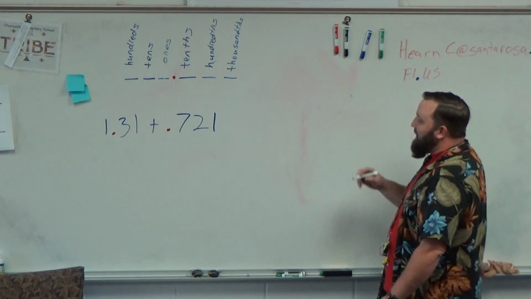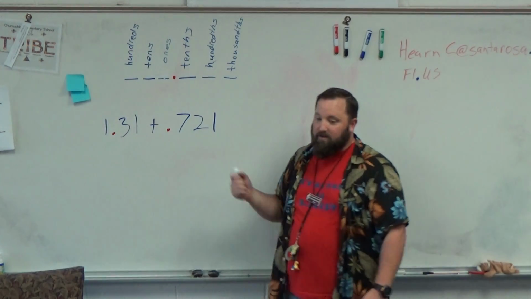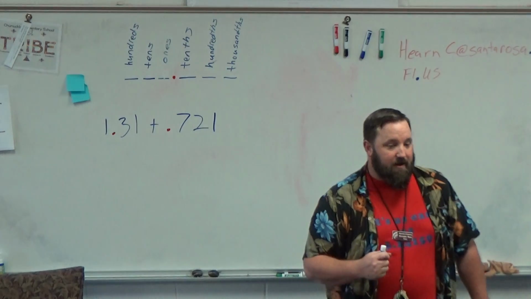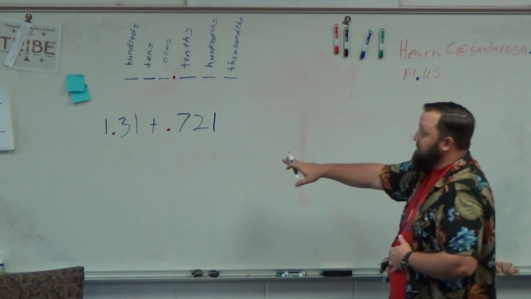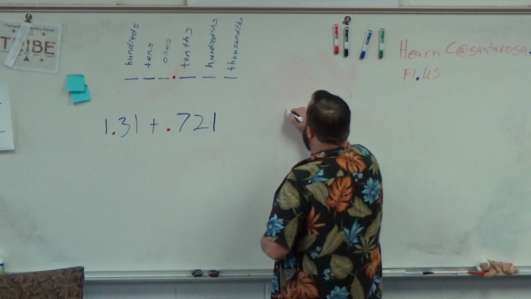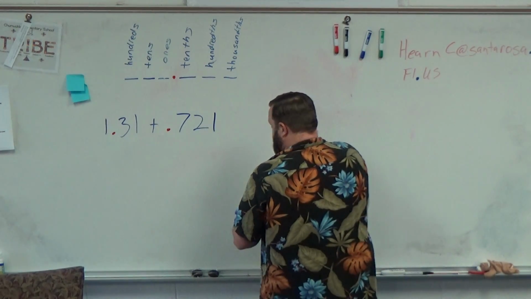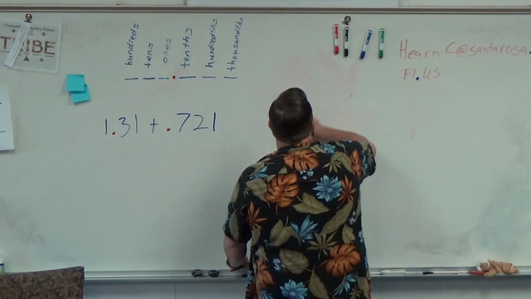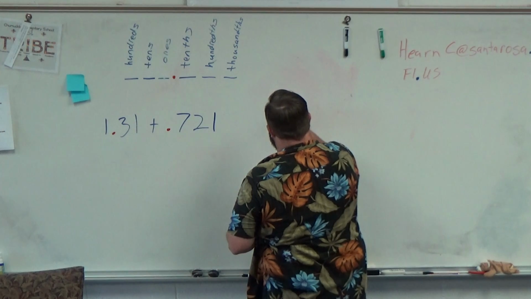So as we're setting it up, I'm a bigger number guy. So what number's bigger? 1.31 or 0.721? Alright? We got a whole number past the decimal. We have a ones place. We don't have a ones place here. So I'm going to put 1.31 on the top. And you know what? Let's use the same colors that I'm using over there. I don't want to confuse you guys. So we'll go 1.